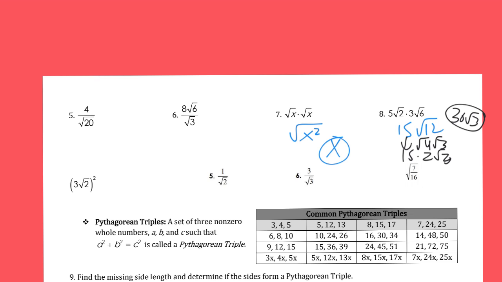On the one below, it says square it. Well, that means multiply this thing by itself again. So 3 times 3 is 9. Square root of 2 times square root of 2 is square root of 4. The square root of 4 is 2. 9 times 2 gives us 18. Okay, so that's a good question.